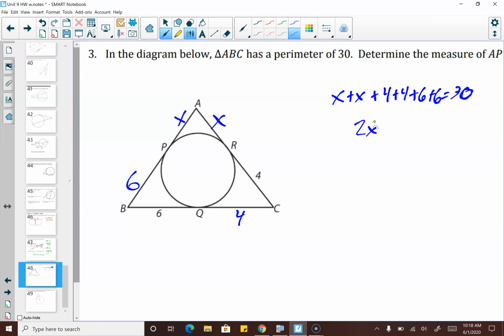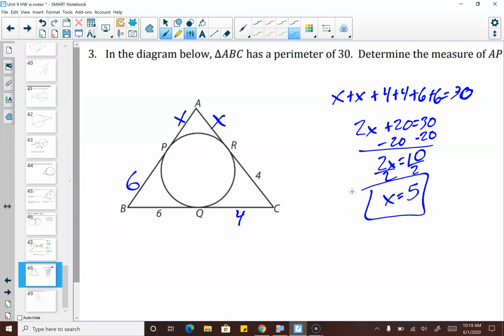So x plus x is 2x. 4, 4, 6, and 6 gives us 20. So we'll subtract the 20 on both sides. 2x equals 10. Divide both sides by 2, and we get that x is 5. So therefore, the measure of AP is going to be 5.